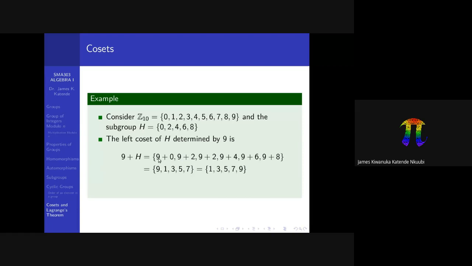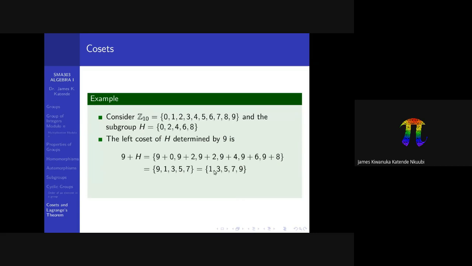So we add 9 to every element in here. 9 plus 0 will give us 9. 9 plus 2 is 11, which gives us 1 modulo 10. Okay, this should be 9 plus 4. 9 plus 2 is done twice; it should be only once, so we need to delete one of them. 9 plus 4 is 13, which gives you 3. 9 plus 6 is 15, which gives you 5 modulo 10. And 9 plus 8 is 17, which gives you 7 modulo 10.